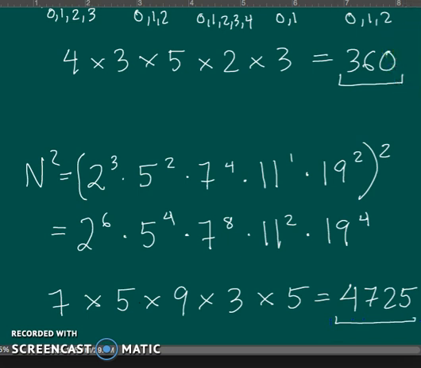So notice how it was not just 360 multiplied by 2. We had to think about it. So that is how many different factors n squared would have.